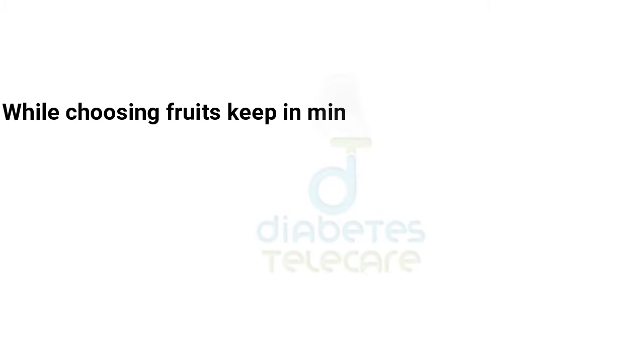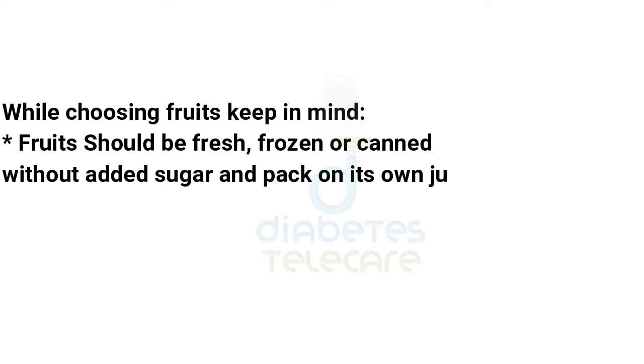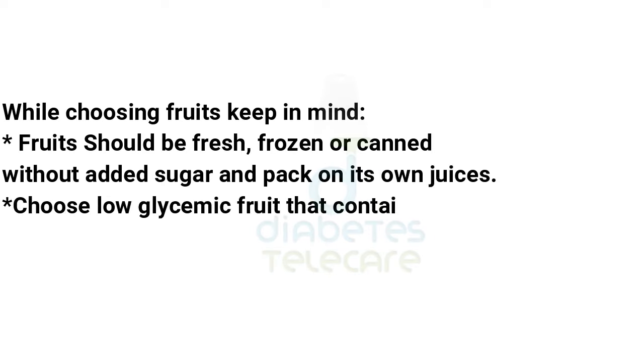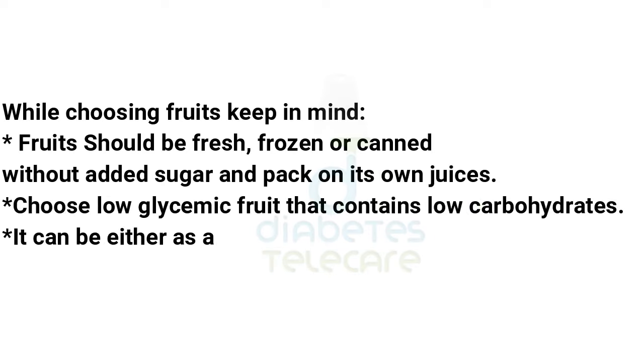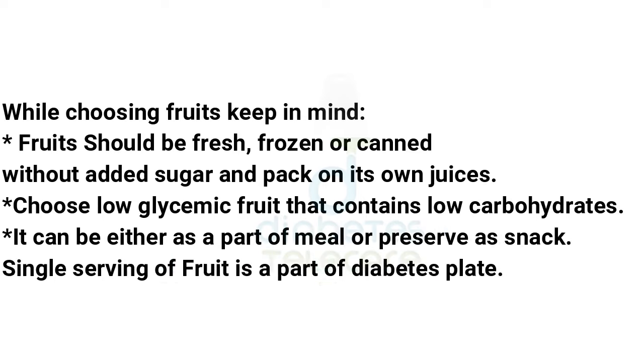While choosing fruits, keep in mind, fruits should be fresh, frozen or canned without added sugar and packed in their own juices. Choose low glycemic fruit that contains low carbohydrates. It can be either a part of a meal or preserved as a snack. A single serving of fruit is a part of the diabetes plate.